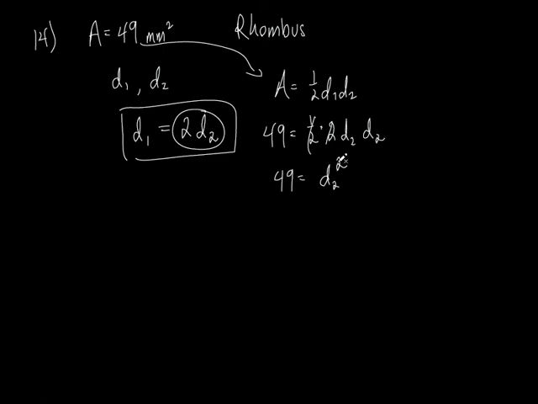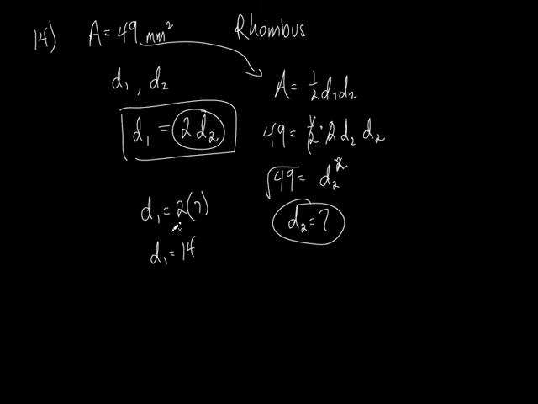How do we get D2 by itself? Take the square root of both sides. So what's D2 equal to? It's equal to 7. The square root of 49 is 7. So that's one of them, but it says what are the lengths of the two diagonals? What about the other one, D1? Well, remember, D1 was twice as big as D2. So D1 is 2 times D2, which is 7. So D1 equals 14. There you go.